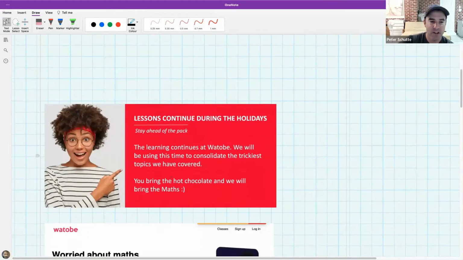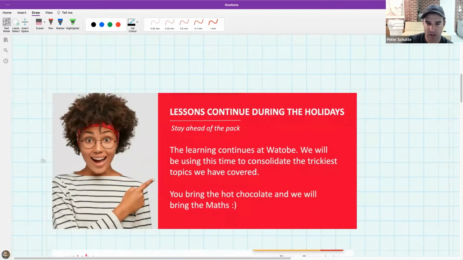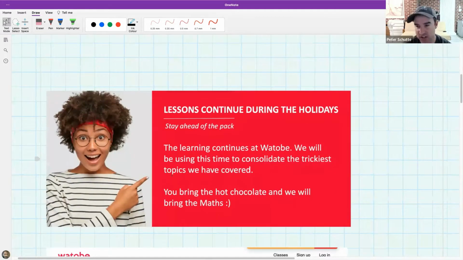Just a reminder, during the holidays, Watobe continues, and we're going to continue with functions, guys. So in the holidays, we're going to do exponential, we're going to do hyperbola, we're going to do trig functions. So we're just going to keep mastering this topic of functions. And if you build a solid foundation, I promise you, it's actually a really nice section. So that is where we're going.